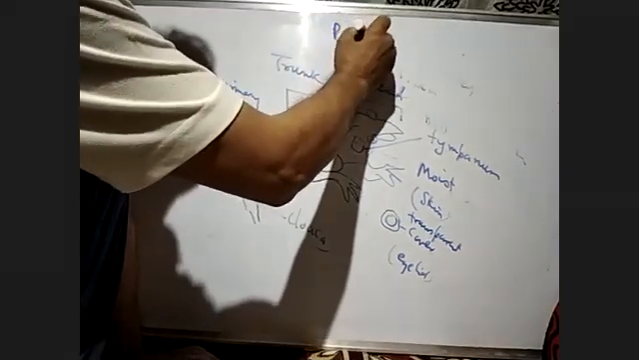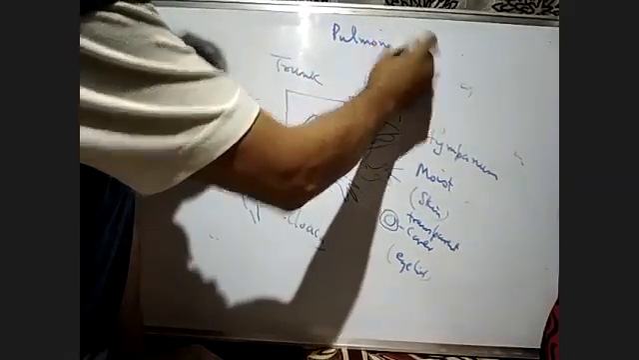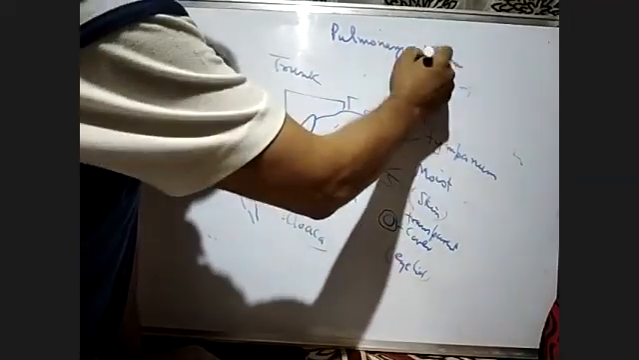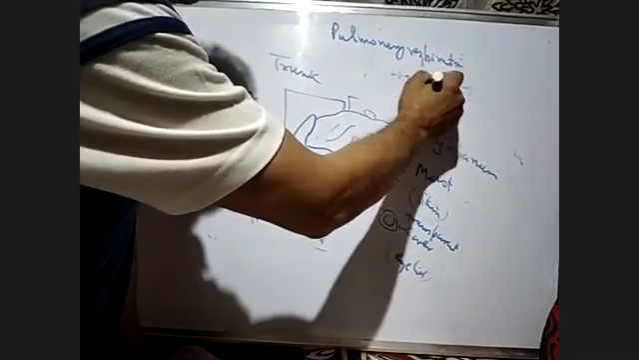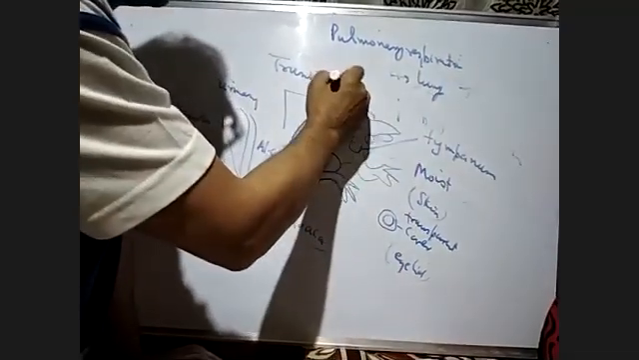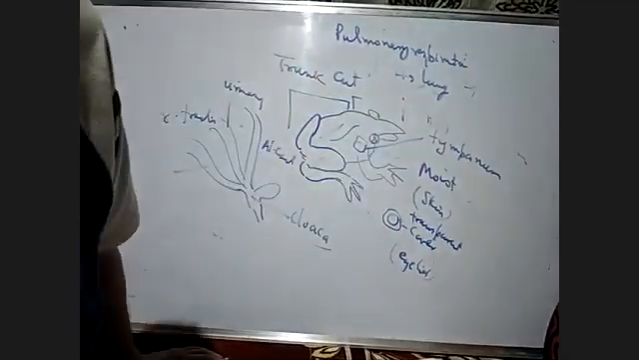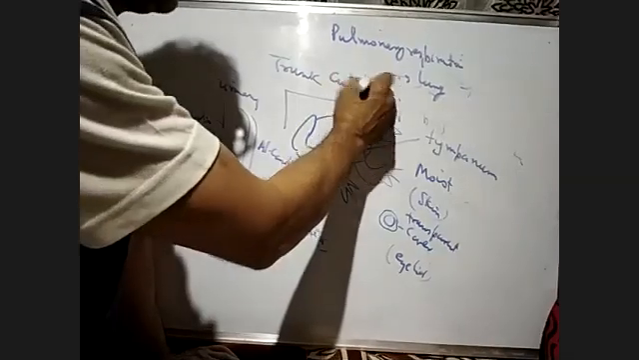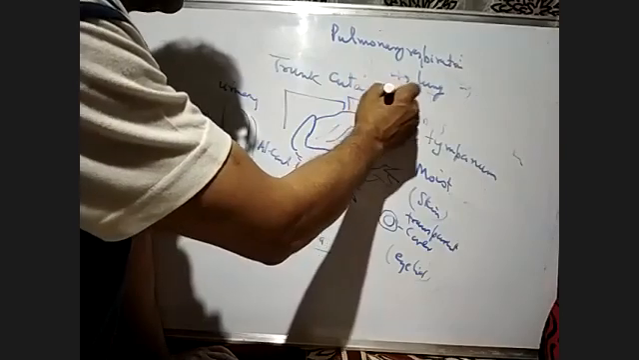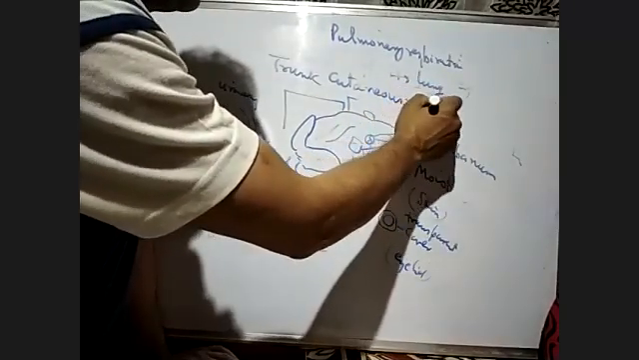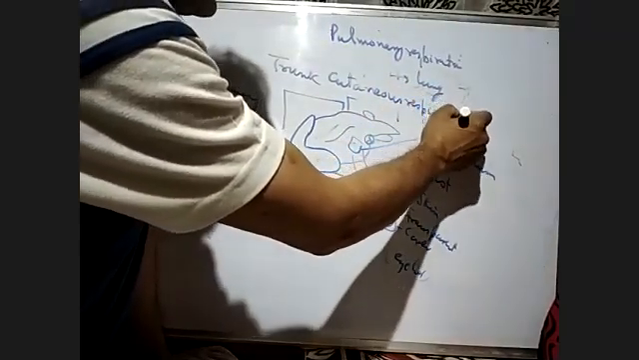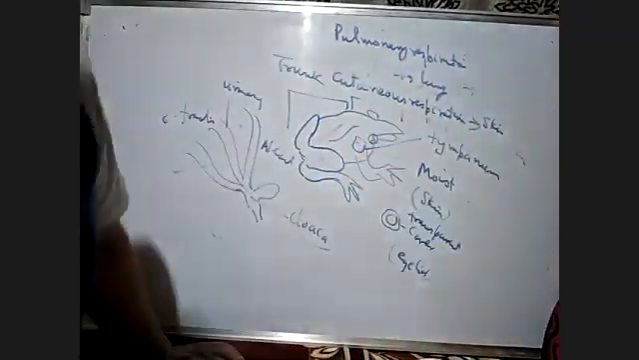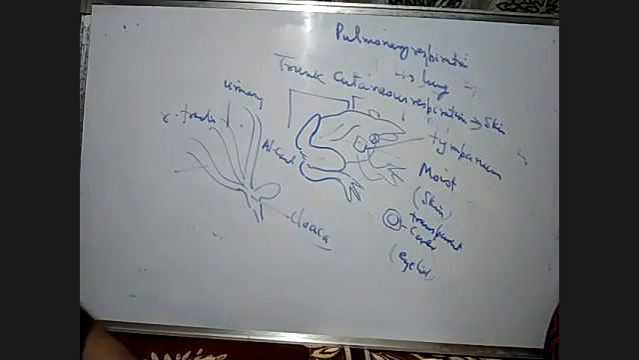They have pulmonary respiration if the respiration takes place through the lungs, and if the respiration takes place through the skin, it is called cutaneous respiration. Respiration takes place through the skin, that is cutaneous respiration.